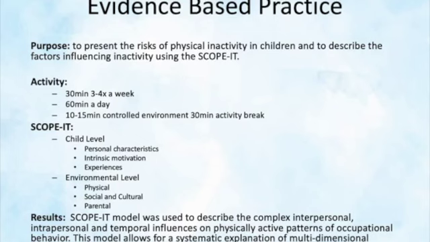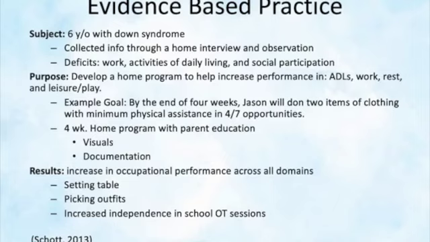And then for the last one, it was actually a case study. This one was done at the University of Toledo. It was a third year's, and I believe 2013. In this case study, it was a 6-year-old with Down syndrome. When they went to meet with them, they collected info through home interviews and observation. This observation took place at home, in school, and then with peers. And they found a lot of deficits with work, activities of daily living, and then social participation.